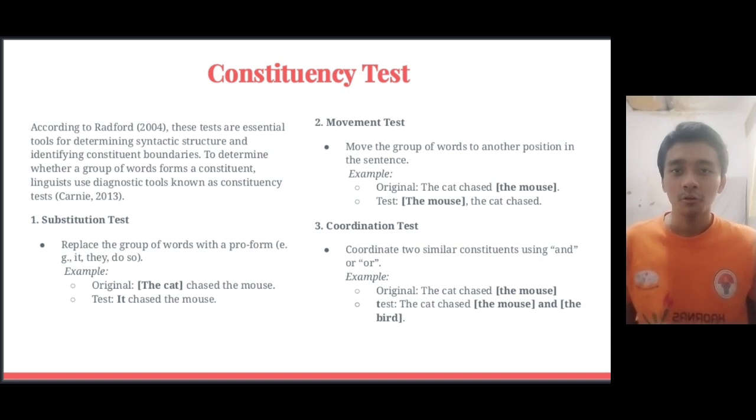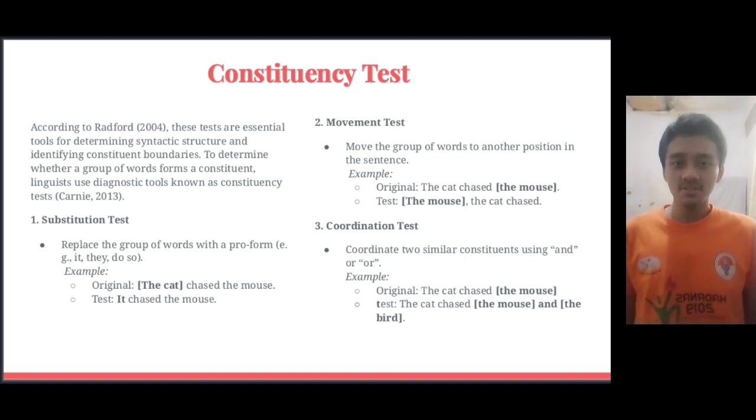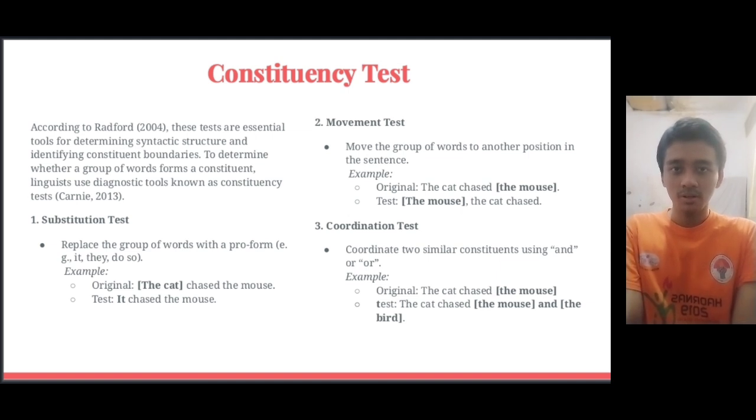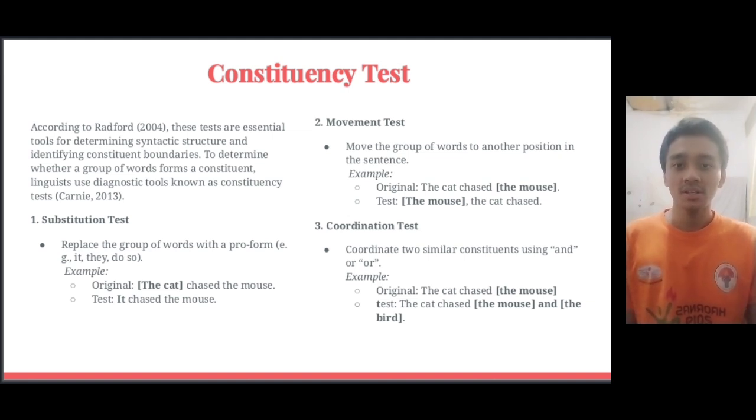Substitution test. Replace the group of words with a proform, like it, they, do, so. Example: the original one is the cat chased the mouse. The test is: it chased the mouse.